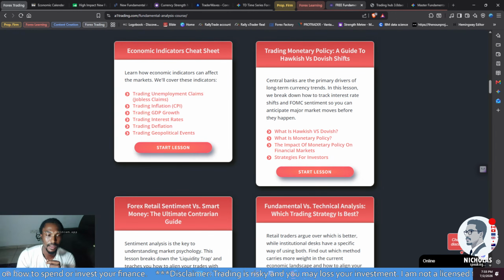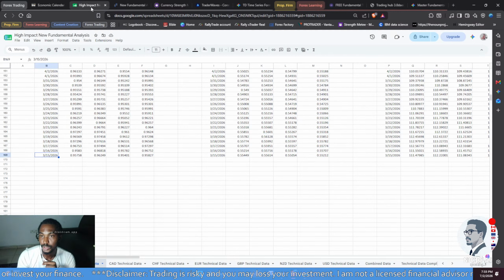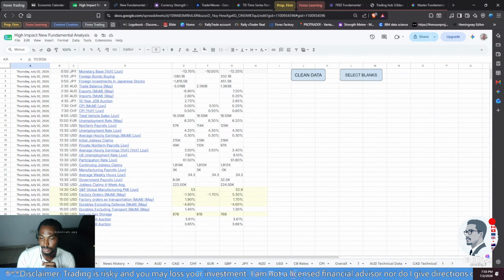If they are coming out with things like we have good jobs data, it simply means that that currency is going to be gaining. So I just want to give you a small example. Today we saw the US dollar released lots of news, and I'm just going to show you a quick example of why it is important to learn fundamental analysis.